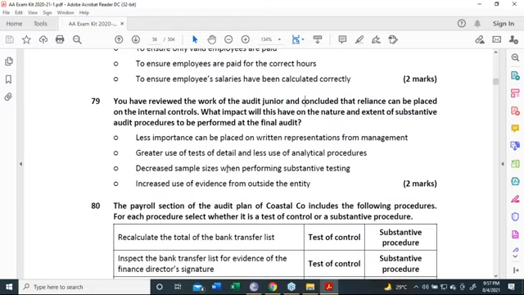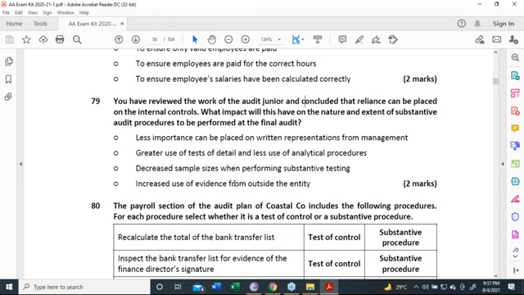79. You have reviewed the work of the audit junior and you have concluded that reliance can be placed on the internal controls. So you are satisfied with the test of controls. What impact will this have on the nature and extent of substantive audit procedures to be performed at the final audit? So if you are confident about the client's internal controls, what impact will it have? 79. If the controls are operating effectively, what happens then?